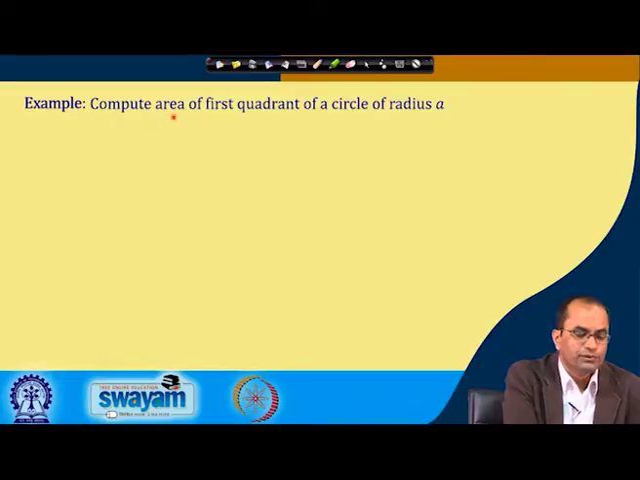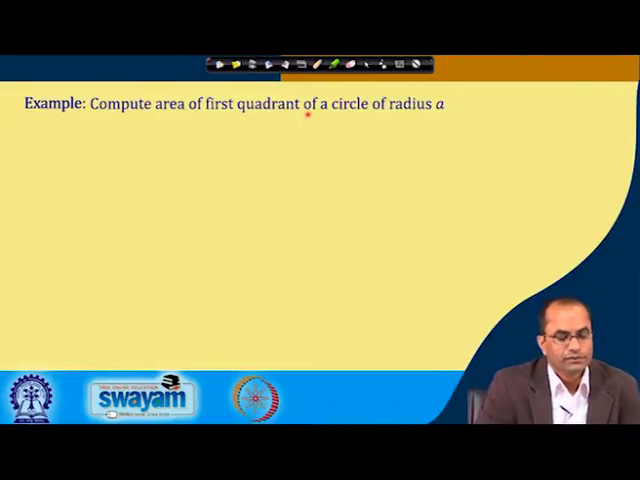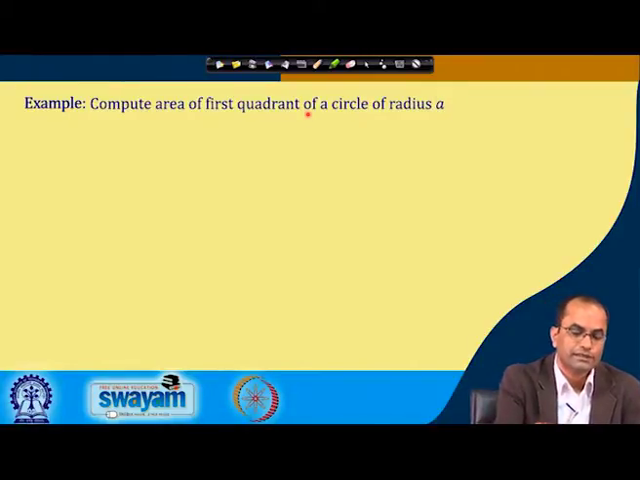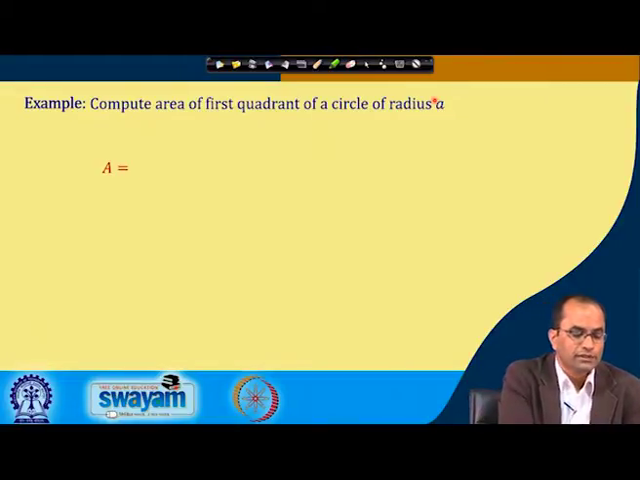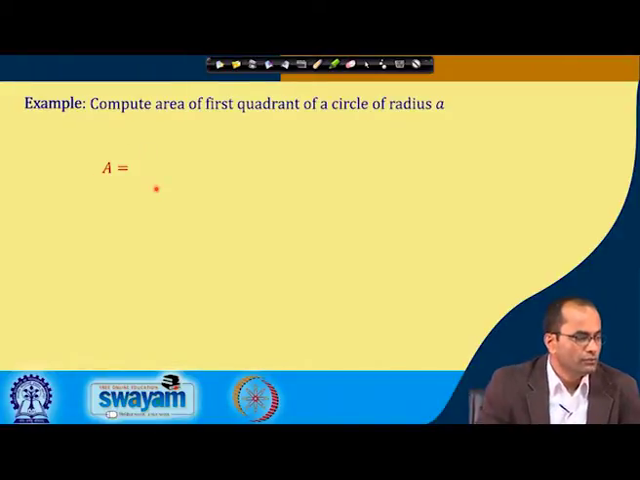So, now we want to start with a very simple example: compute the area of the first quadrant of a circle of radius a. So, we have a circle of radius a and we want to compute the area. Again, for the area we just assume that the function f is 1, and then we get this integral of r dr d theta, which will give us the area, as we have done in the Cartesian coordinates.